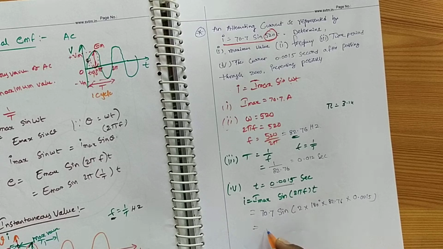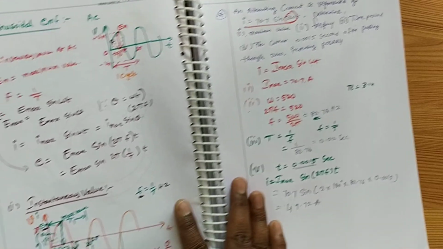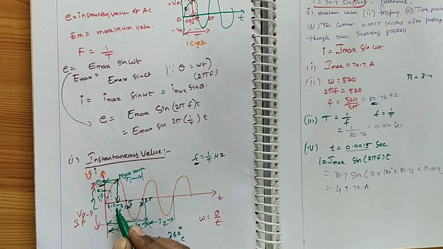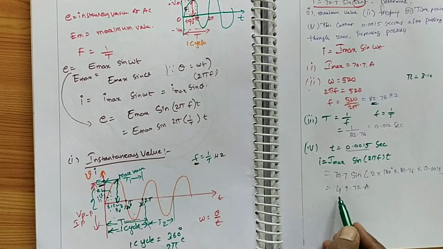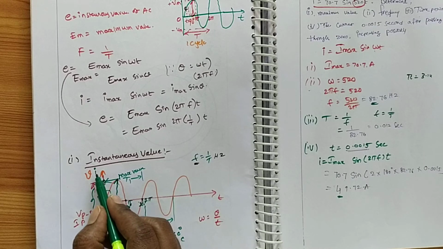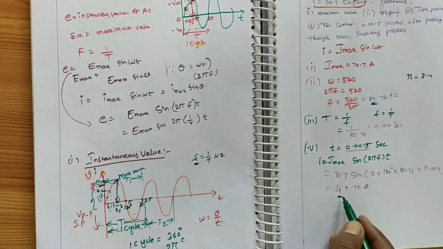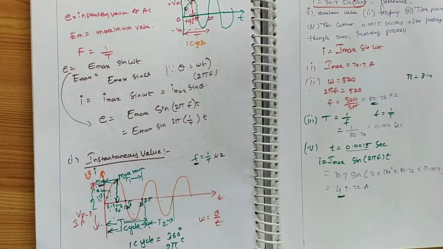If you calculate all this, then you will get 49.72 amps at that instant, at that time period. If the time period is 0.0015 seconds, what is the current? It is 49.72. If you consider the y-axis as current and the x-axis as time, at 0.0015 the current will be 49.72. Like this, we have to calculate from the sinusoidal voltage equations.